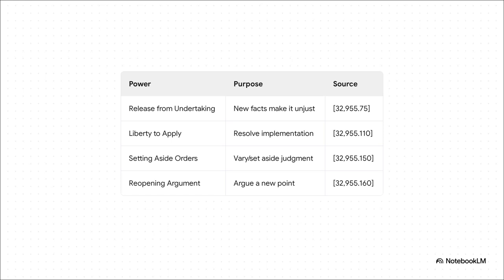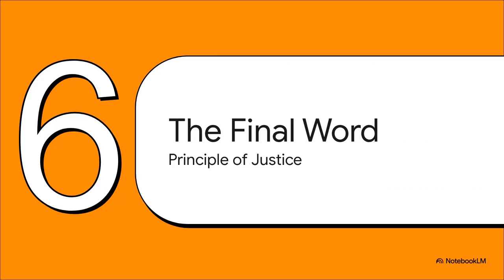Some are about fine-tuning things, like releasing a party from an undertaking they gave, that's under paragraph 32,955.75, because circumstances have changed, or using liberty to apply to sort out the nuts and bolts of making an order work. But others are way more drastic, like setting aside an order completely because of fraud, that's 32,955.15, or in really rare cases, reopening the whole argument under 32,955.16.